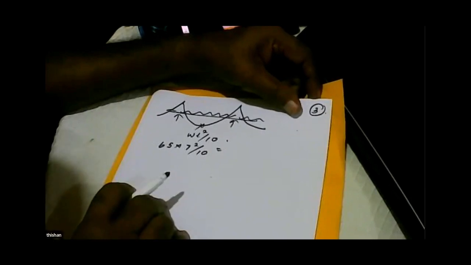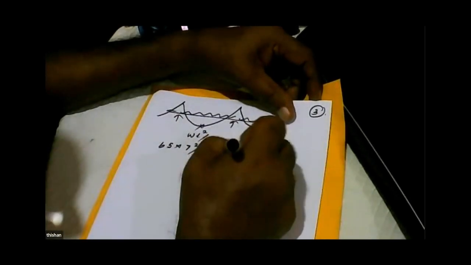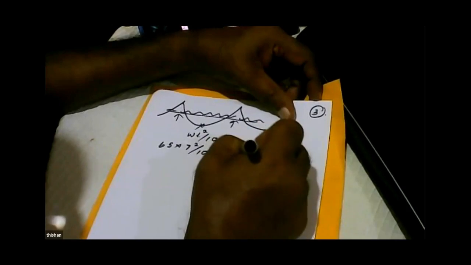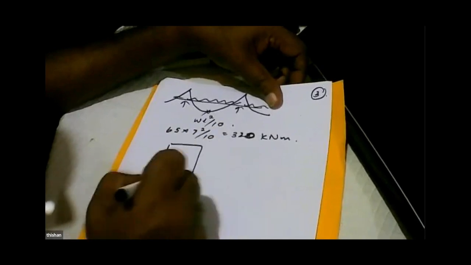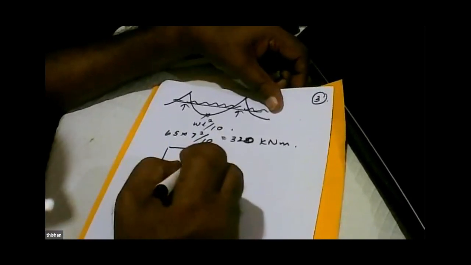We have 318.5. So let's say 320, because we are doing an approximate calculation, right? 320. Now let's say I have selected a beam.